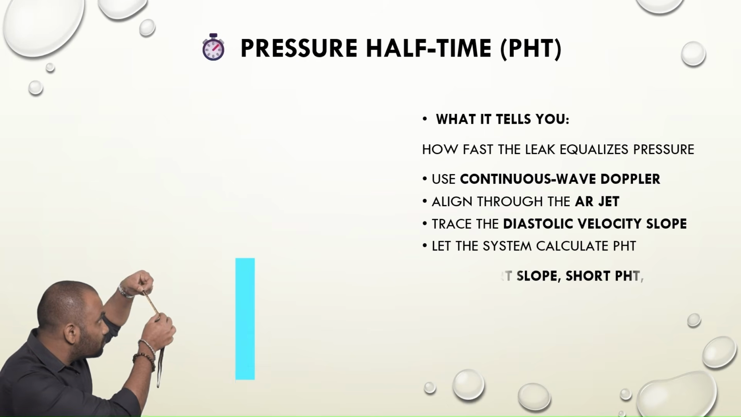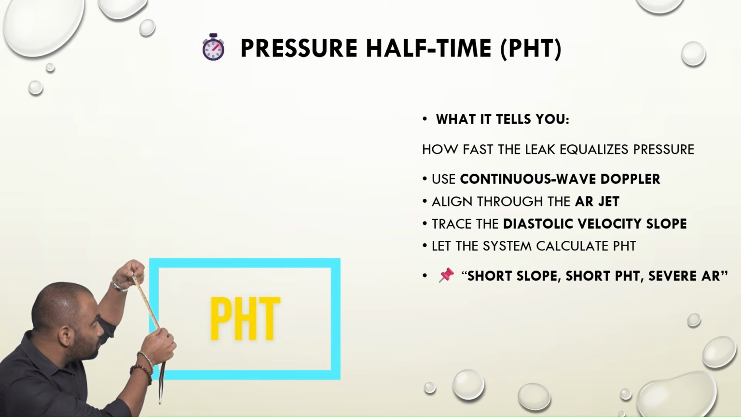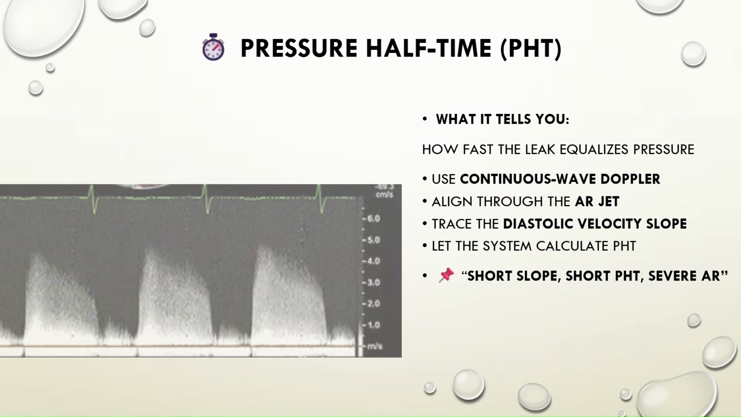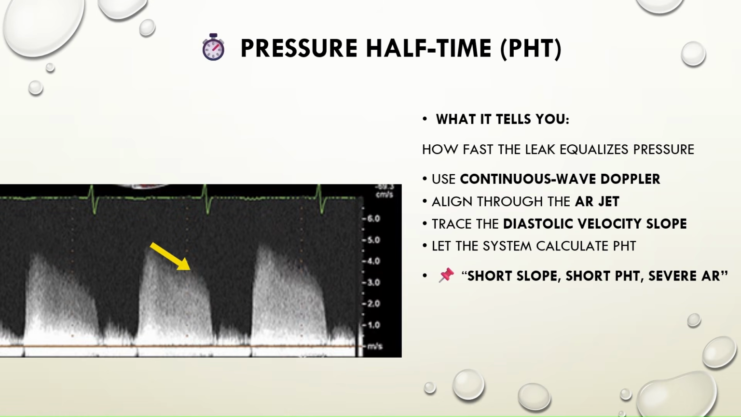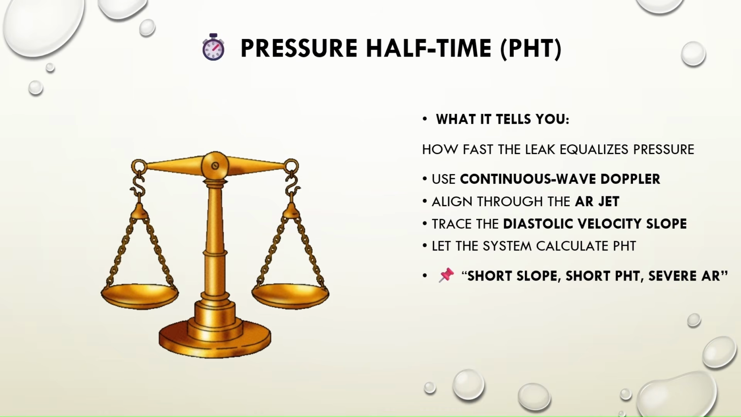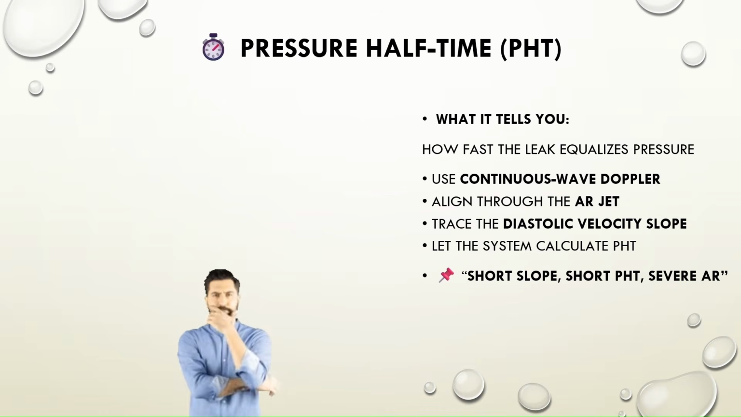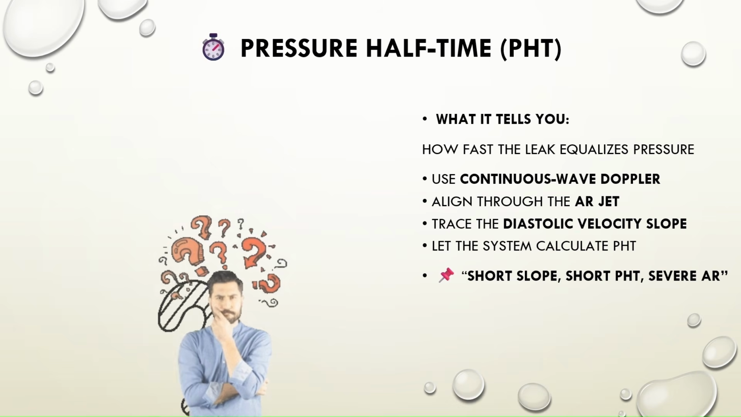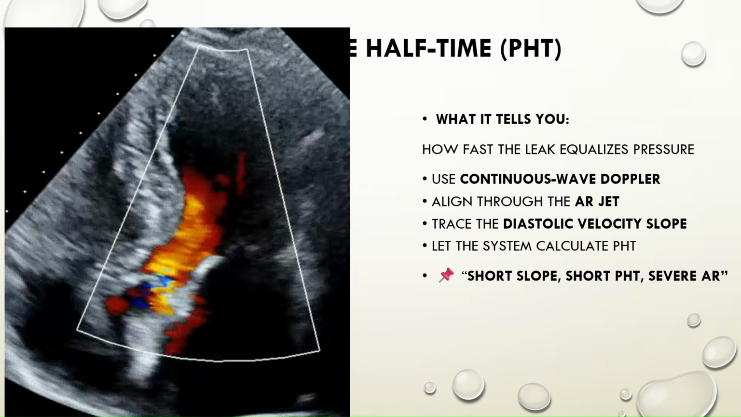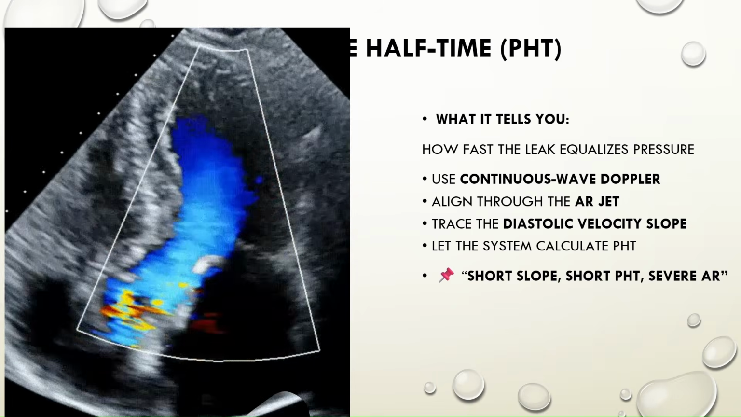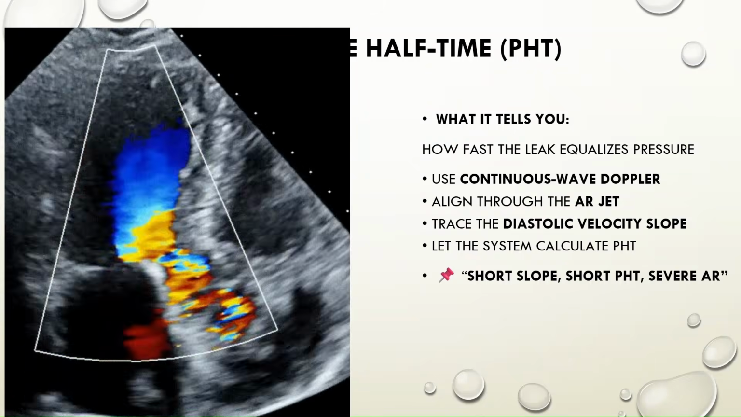Now let's talk about pressure half-time and how to measure it correctly. Remember, pressure half-time tells us how quickly the pressure between the aorta and the left ventricle equalizes during diastole. To measure pressure half-time in aortic regurgitation, place continuous wave Doppler directly through the AR jet, typically from the apical window, which can be apical 3 or apical 5 chamber, where the regurgitant flow is most parallel.